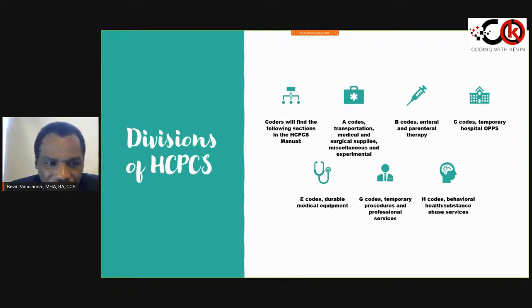These are the different divisions of the HCPCS manual. You'll find transportation codes in there. You'll find peritoneal therapy codes in there. You'll find temporary hospital OPPS codes in there. You'll find DME equipment codes in there, which are the E codes. You'll find G codes, which are temporary codes, and some of them, as discussed last week, are utilized for physician services. H codes are for health and substance abuse services.